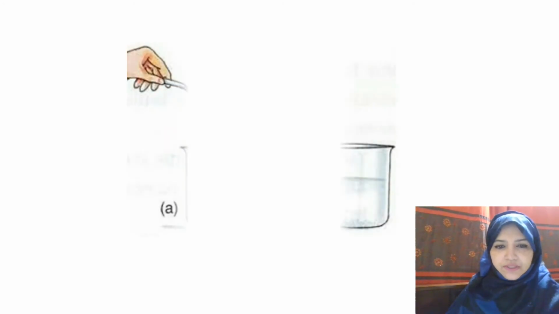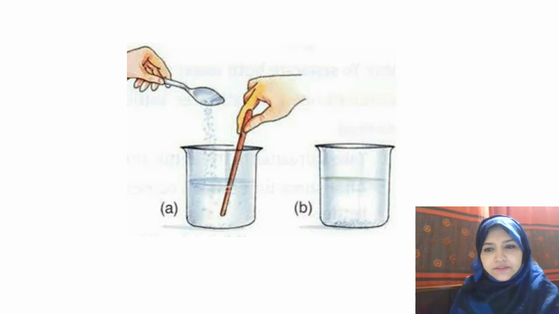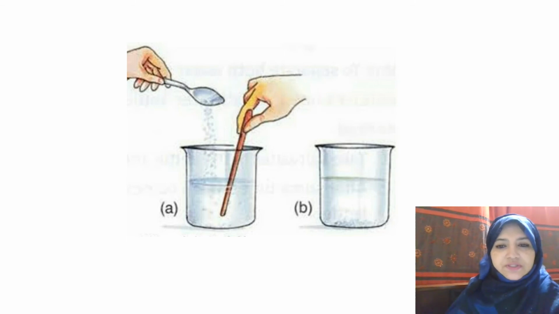Now I will show you an experiment. Let's do an experiment to make concentrated and dilute solutions, and differentiate them. For that, at first, we have to take two beakers, and then take 100 gram of drinking water in each of these two beakers.